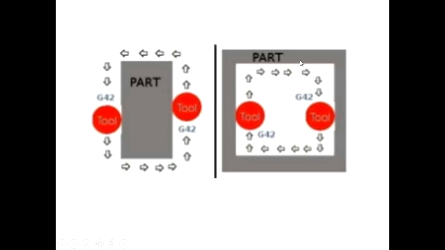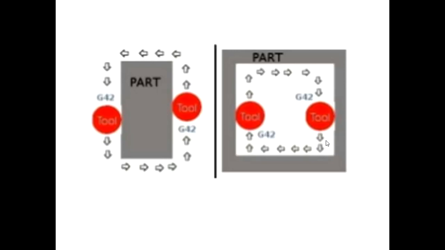In this way, we can compensate for the cutter diameter to the left side by the G41 code or to the right side by the G42 code of the programmed surface. In which direction you are moving determines whether you have to use the G41 code or the G42 code.